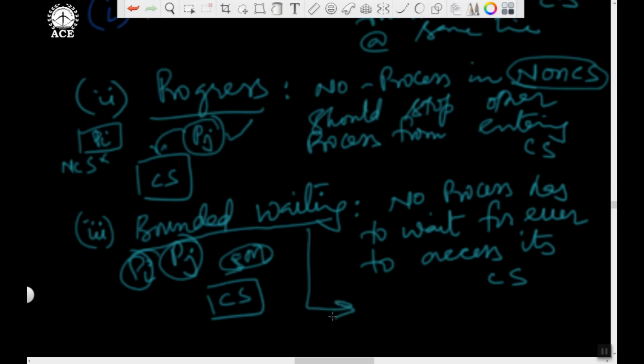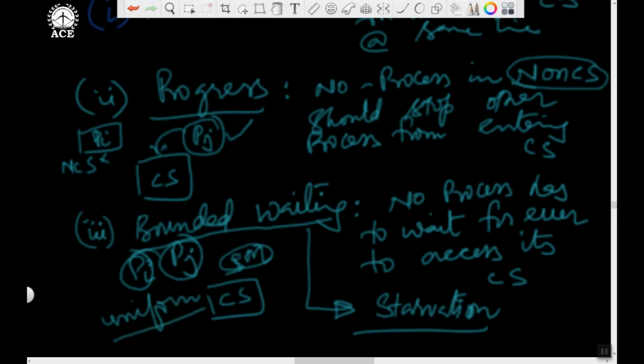Otherwise, if bounded waiting is not guaranteed, then it will lead to the problem of starvation. The other process Pj keeps on waiting. It is unfair. Everybody should be given a uniform chance. Pi, then Pj, then Pi is bounded waiting. So these are the three requirements for a synchronization mechanism.